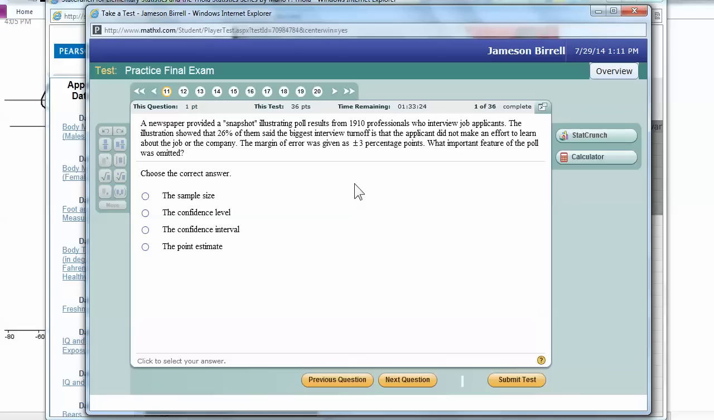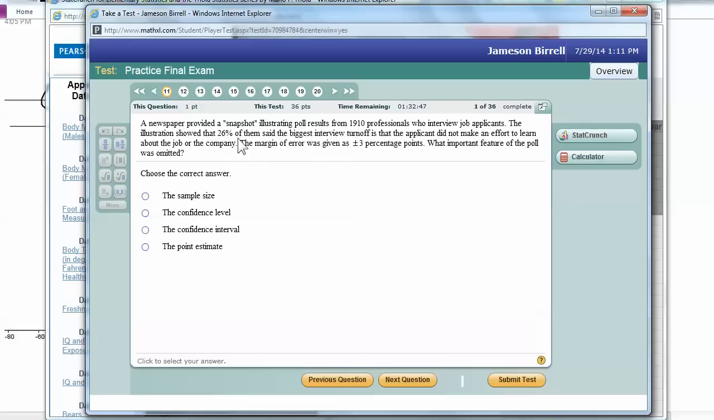A newspaper provided a snapshot illustrating poll results from 1910 professionals who interview job applicants. The illustration shows that 26% of them said the biggest interview turnoff is that the applicant did not make an effort to learn about the job or company. The margin of error was given as plus or minus 3 percentage points. What important feature of the poll was omitted? We've got options here: the sample size, the confidence level, the confidence interval, or the point estimate. Let's go back and see what they didn't tell us.